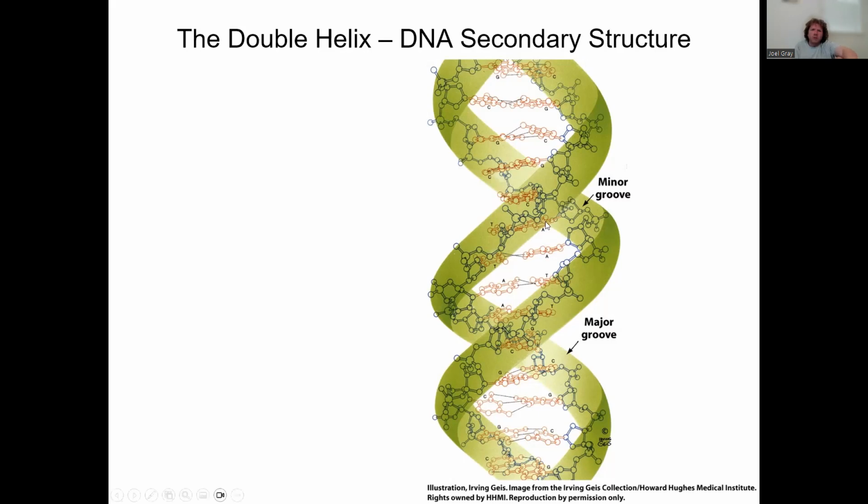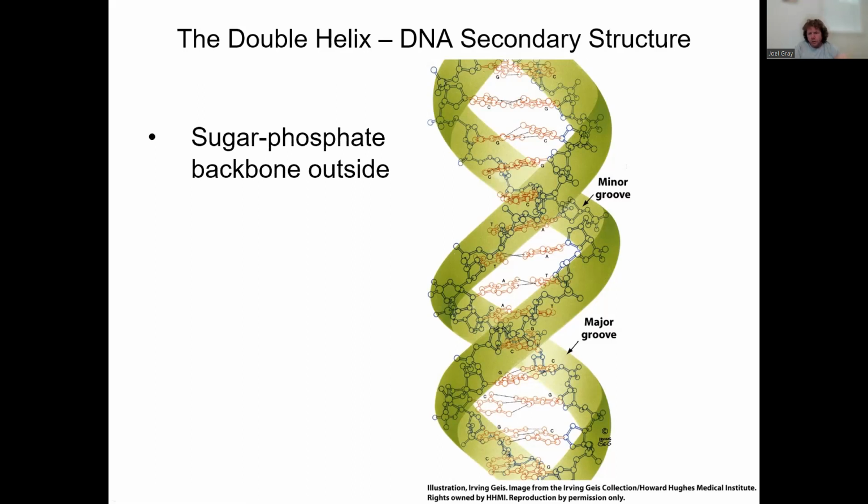So one of the things that is shown here is that there's this green or olive colored ribbon, and that olive colored ribbon corresponds to your sugar phosphate backbone, or your sugar and phosphate chains. So that green ribbon corresponds to the sugar phosphate polymer, you could say. And that is on the backbone. That's on the exterior of this molecule.